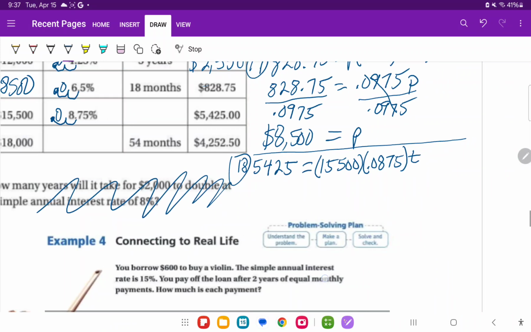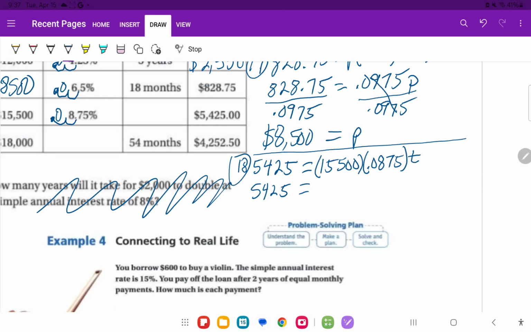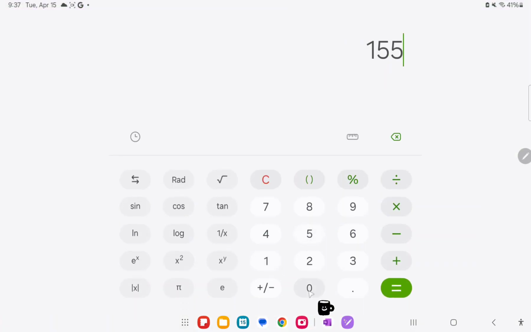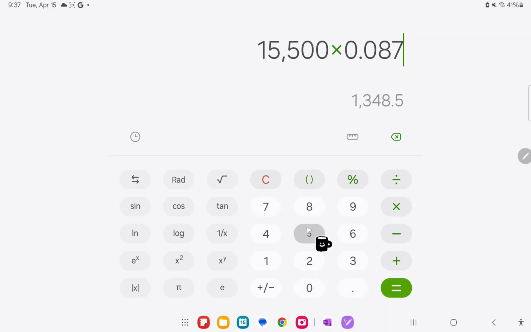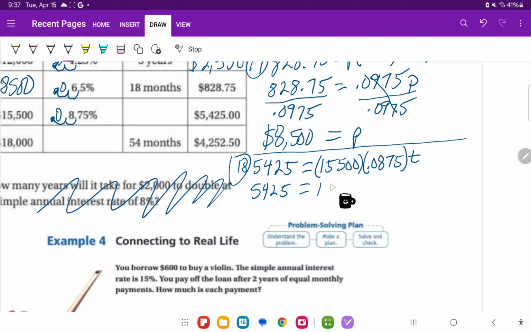Okay, so we have to multiply together what we know. So we got 5,425, and then 15,500 times 0.0875. That gives us 1356.25, and then we still have our T. So then we would divide right here, divide by 1356.25.